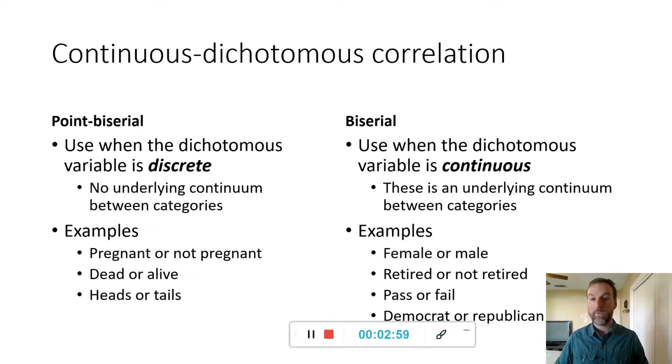Did you pass or fail? And that's the example we'll look at here. Because it's possible to fail by 1%, but you can also fail by 20%. Likewise, you can pass by 1%, or you can pass by 10%. Democratic or Republican also has a continuum. You can be considered to be to the left, the right, or far right of being Democratic or Republican.